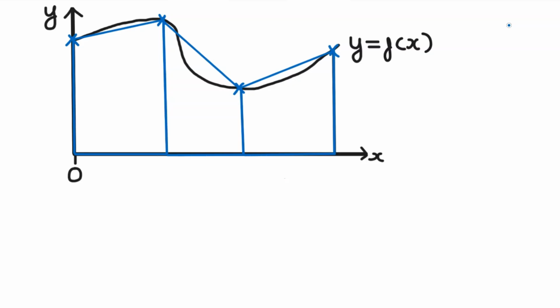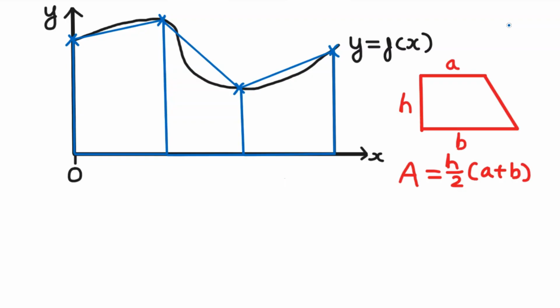Okay, so we've shown that the approximate area of R is equal to the area of these trapeziums added together. So how do we actually find the area of these trapeziums? Well, if you don't know, the area of a trapezium is equal to h over 2 times (a plus b), where h is the height of the trapezium and a and b are the lengths of these 2 sides here.